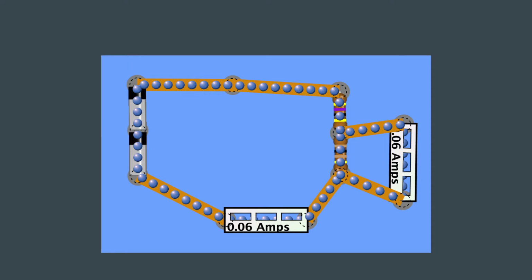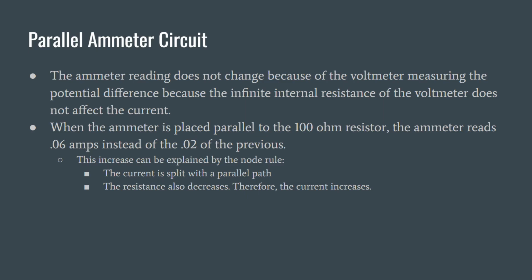And here you'll see the setup for the next part of the lab, which is a parallel circuit, so that the ammeter is parallel to the 100 ohm resistor. And this is me explaining that image. In that image the ammeter is placed parallel to the 100 ohm resistor. The ammeter reads 0.06 amps instead of the 0.02 amps previously shown. This increase can be explained by the node rule, which is the current is split with the parallel path and the resistance also decreases, therefore the current increases.